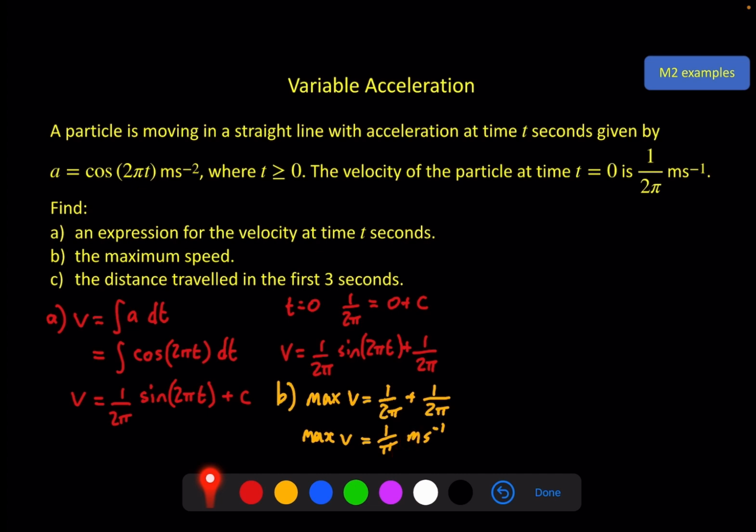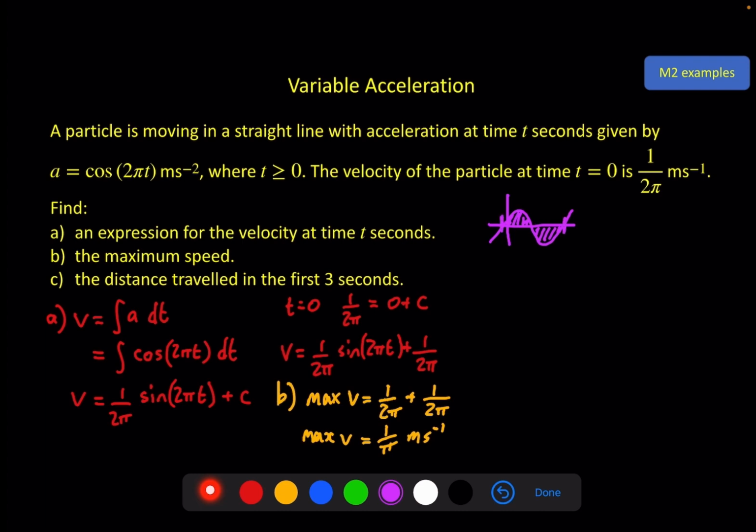Part C, the distance travelled in the first 3 seconds. Now here I need to be just a little bit careful. It's not saying what is the distance at time t equals 3, it's asking for the distance travelled from t equals 0 all the way up to t equals 3. And I need to be careful, because if I connect that again with the area under a graph, if it looks kind of like this, this will come up as positive, and this will come up as negative. And they will cancel each other out if I just do the calculation from here to here.